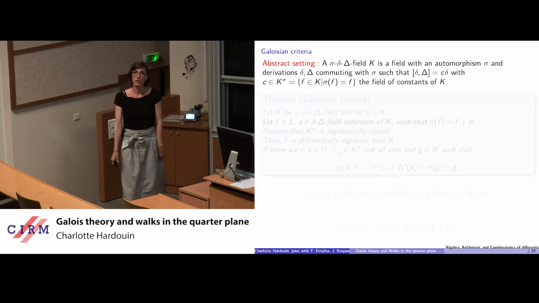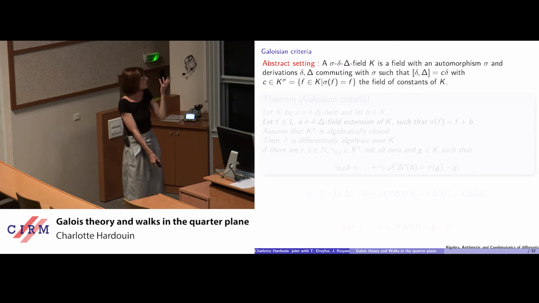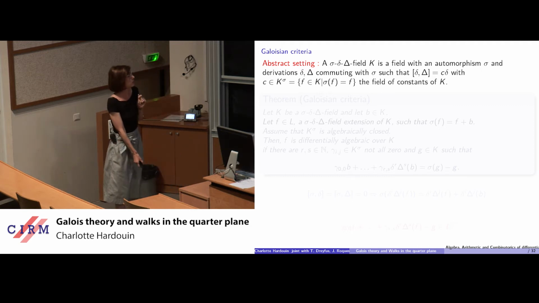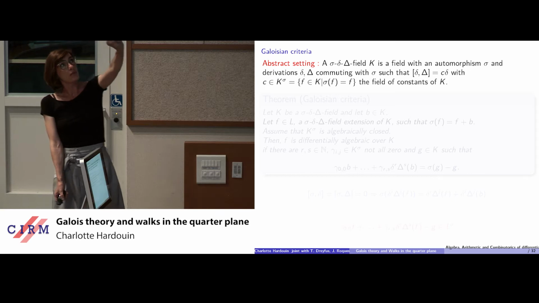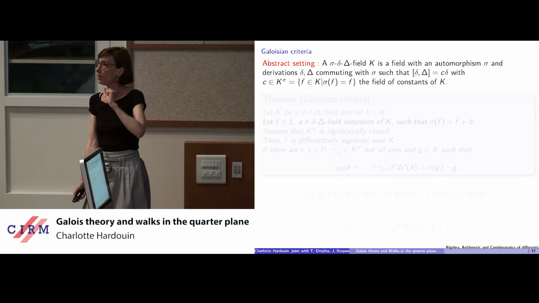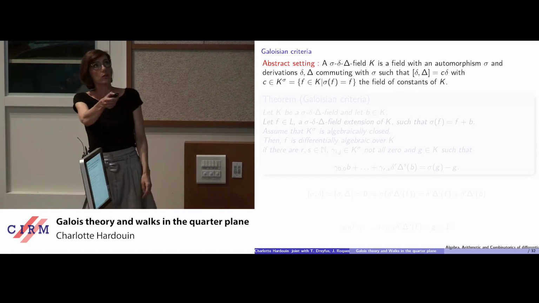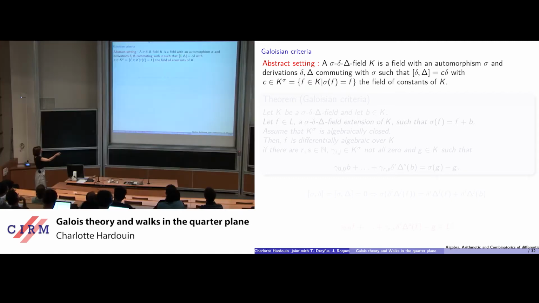Now I won't enter into detail on the Galois theory. I will just give you a Galoisian criterion. So I'm in a very mixed situation. I'm considering a field with 3 operators, an automorphism sigma, and 2 almost commuting derivations. So I'm just requiring that the Lie commutator is just a constant for the automorphism times this derivation, and I'm also requiring that my derivations are commuting with sigma.